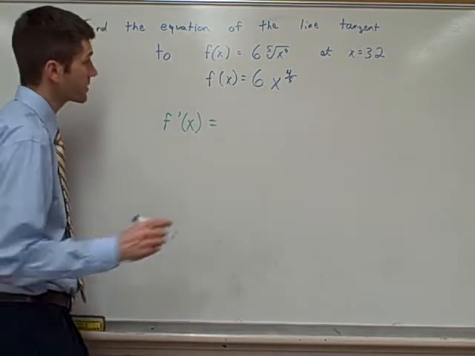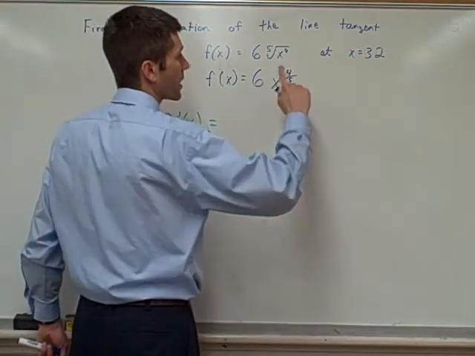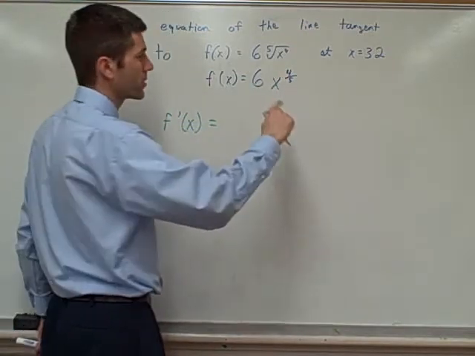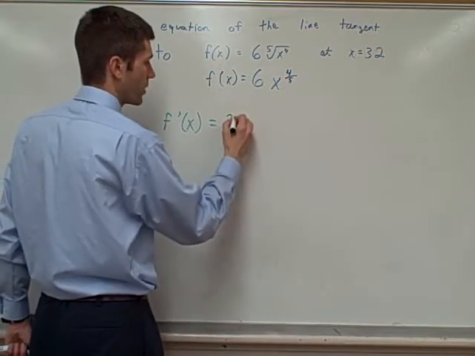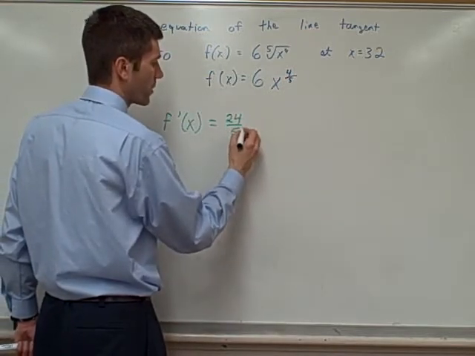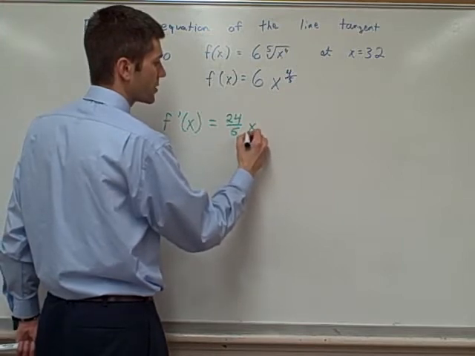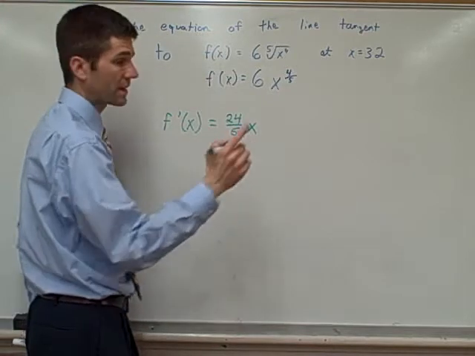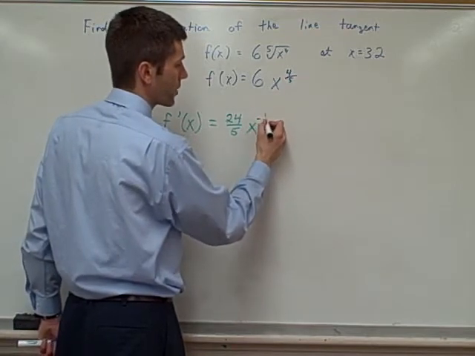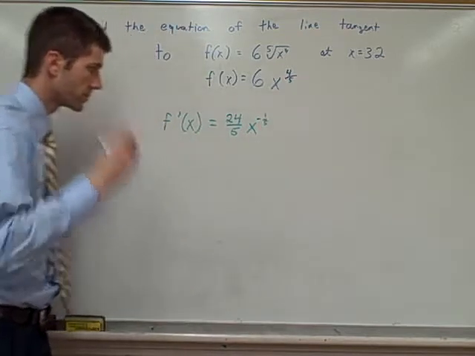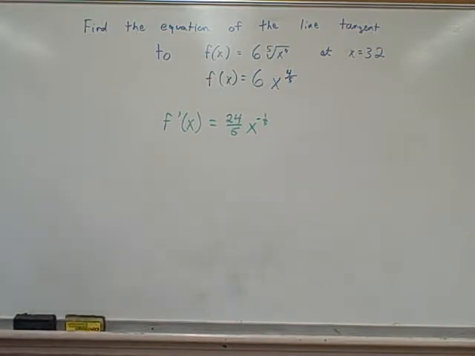is this. It's going to get crazy. 6 times 4/5. Don't grab your calculator. You can do this. 6 times 4, that is 24 over 5, 24 fifths x to the, let's subtract 1 from that, negative 1/5. Okay, it's a mess, but it's going to work.